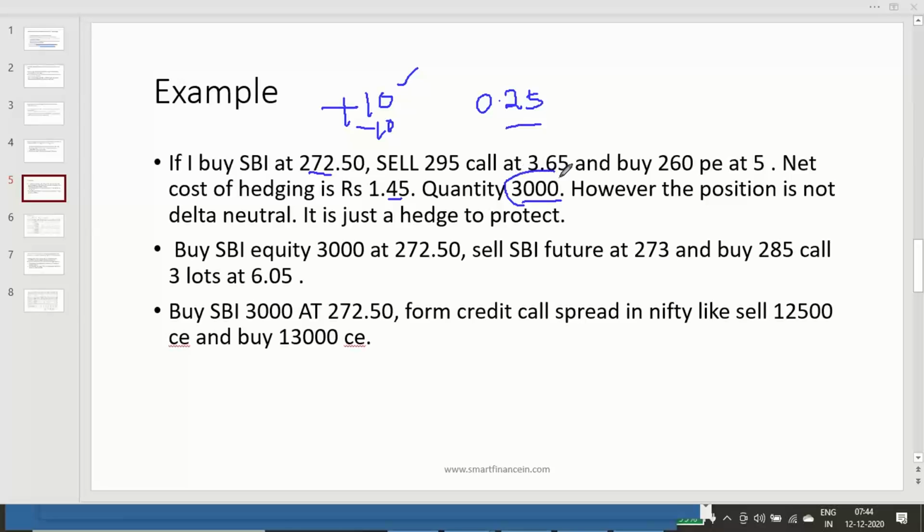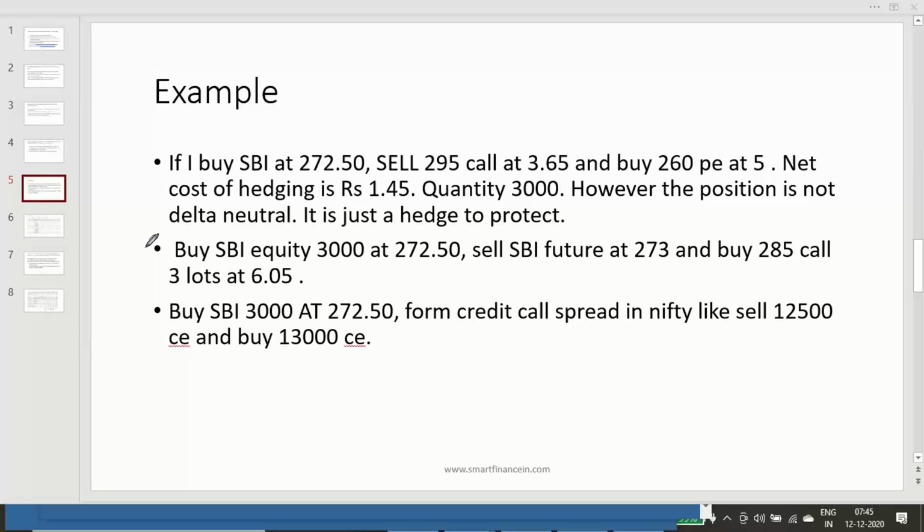3000 quantity of SBI is near 7 lakhs worth of value. To protect 7 lakhs, if I am spending just another 4500, what's wrong in that? You are spending 4500 to protect your 7 lakhs. That's a great thing you can do. If your 7 lakh investment corrects by 20% or 25%, your hedge can protect. If it doesn't correct and moves up 10%, you get a 10% gain, so you can quietly book that 10% and come out. That is the process.